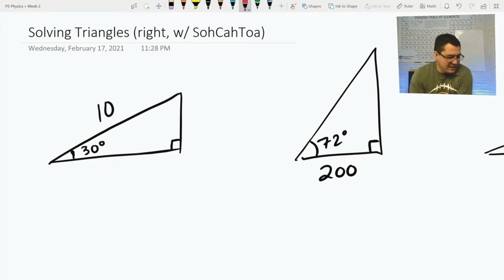When you know 2, you can get the third, right? And we know that they add up to 180, so I could subtract 90 and 30 from 180. I know that that's a 60-degree angle up at the top. And I need to solve for the missing side.